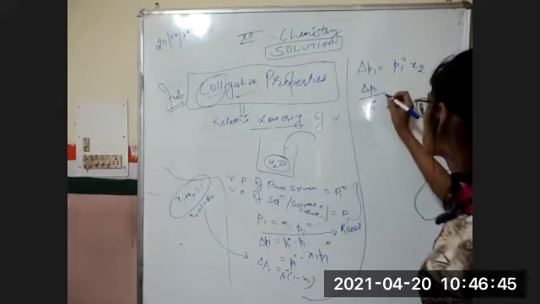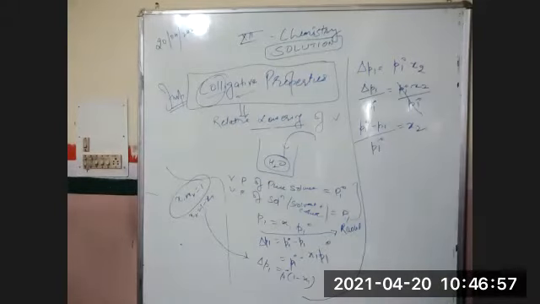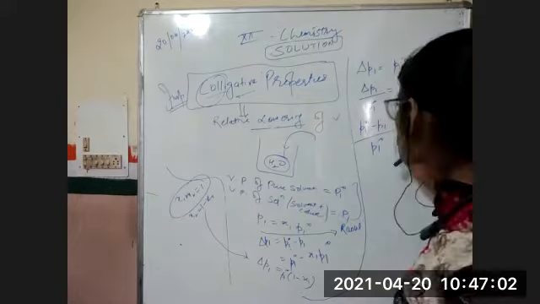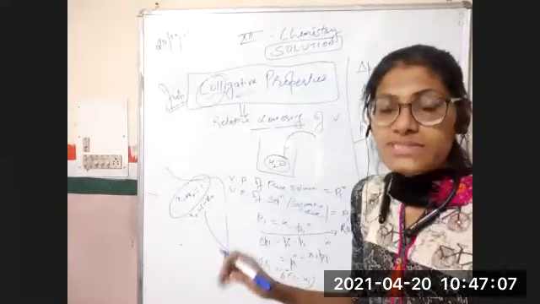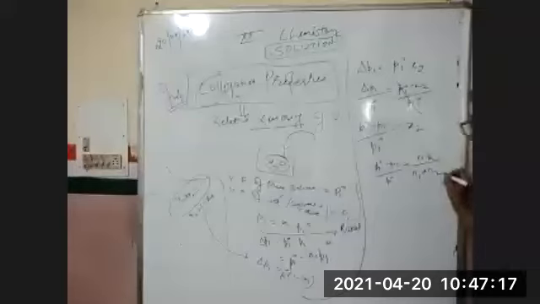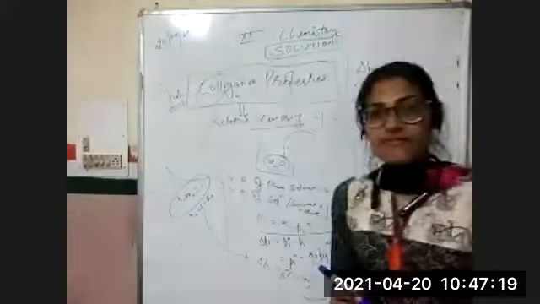Delta P1 is P1 naught minus P1, divided by P1 naught, equals x2. This is our general equation. We know very well that our mole fraction is totally dependent upon the number of molecules, and mole fraction x2 must equal n2 over n1 plus n2. This is the basic definition, you know very well.